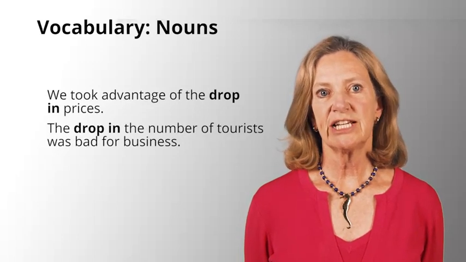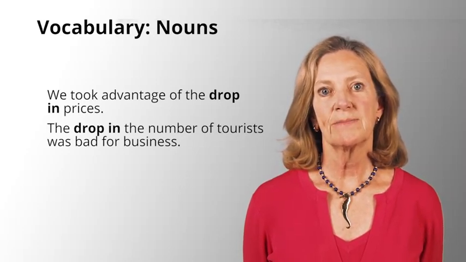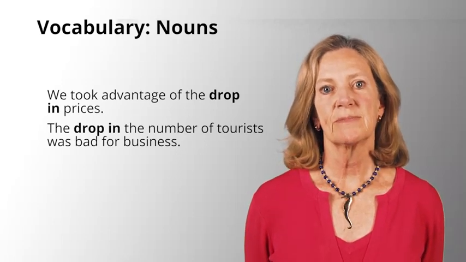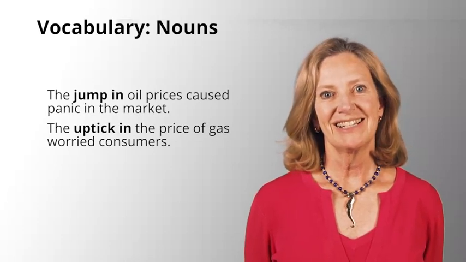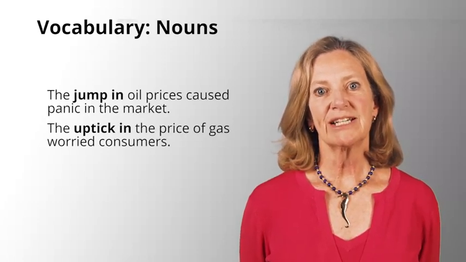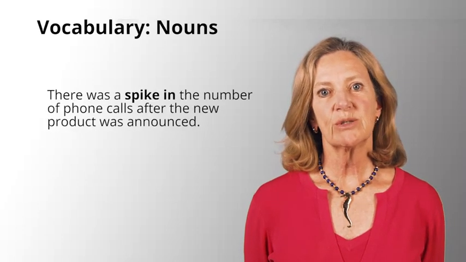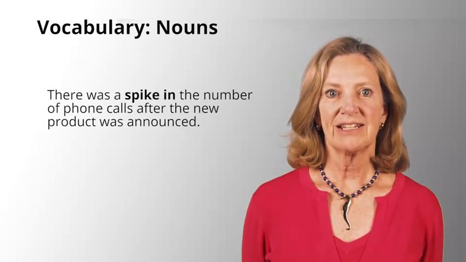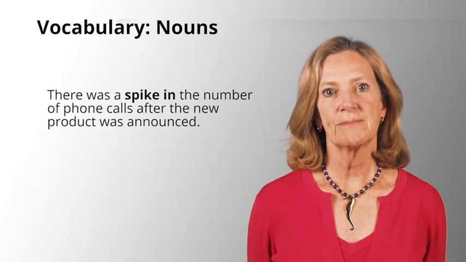Drop means a sudden change downwards. We took advantage of the drop in prices. The drop in the number of tourists was bad news for business. A sudden change upwards might be called a jump or an uptick. The jump in oil prices caused panic in the market. The uptick in the price of gas worried consumers. And a very short jump is sometimes called a spike. A spike is usually temporary. There was a spike in the number of phone calls after the new product was announced.